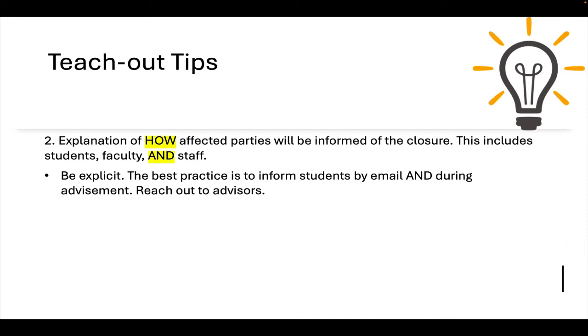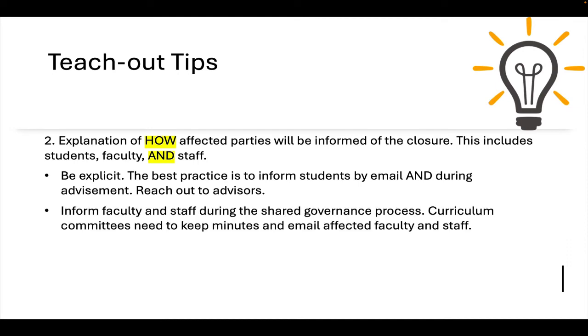It's also best practice, in my opinion, to reach out to advisors and make sure that they are in the loop of the teach-out plan, so that as those students are coming in for advisement, they can then be informed of all of their options. You need to inform faculty and staff during the shared governance process. Faculty control the curriculum, and we have a shared governance process for that, which starts at the school level, where your curriculum committees develop curricula. They also develop the teach-out plans.